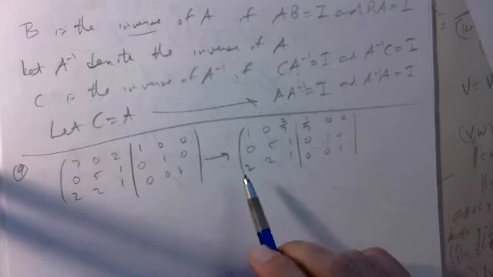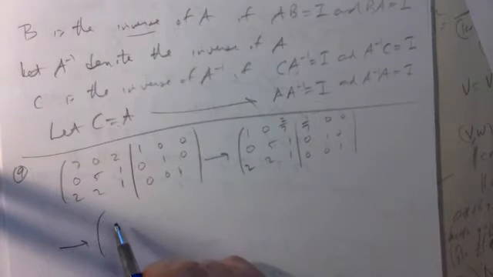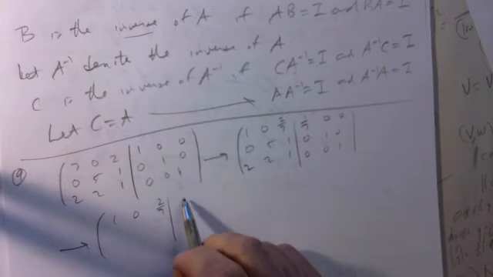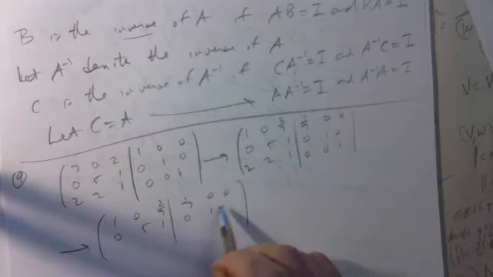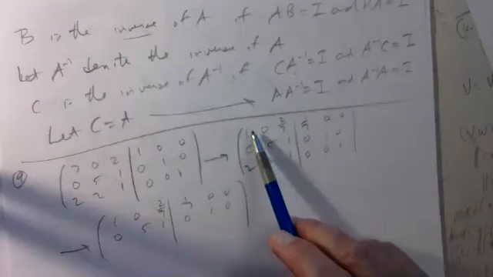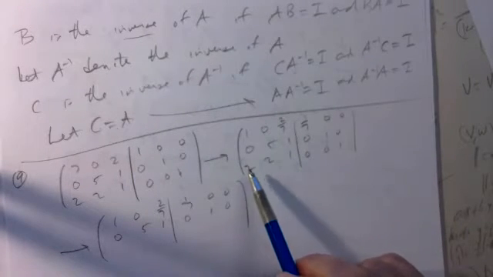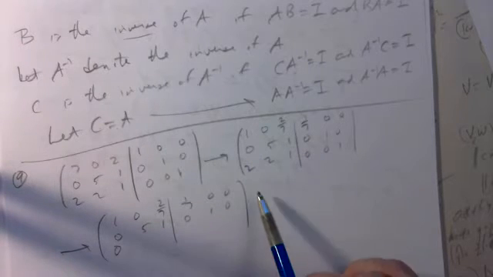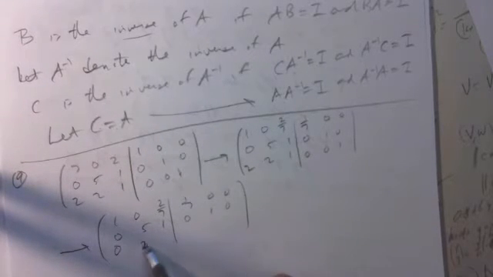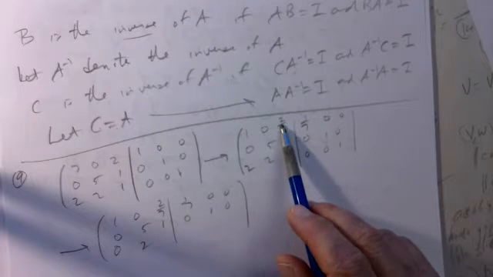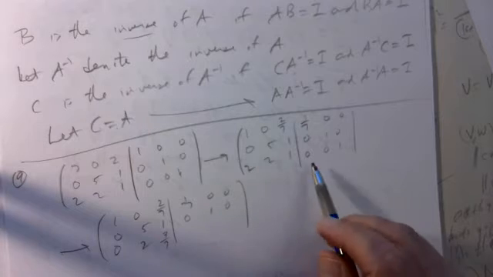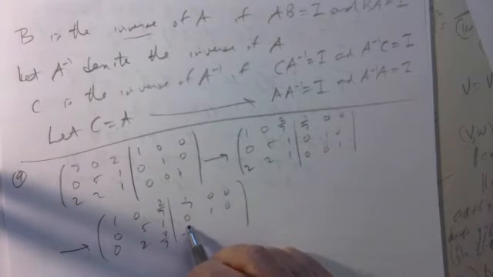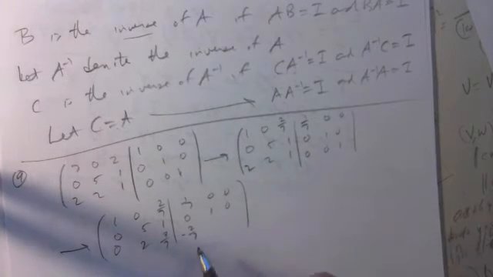And then I want a 0 here. So I have the first row, the second row, and I multiply the first row by 2 and subtract it from the third row. 2 minus 2 is 0. 2 minus 0 is 2. 1, I'm multiplying this row by 2 and subtracting. 1 minus 4/7 is 3/7. 0 minus 2/7 is minus 2/7. 0 minus 0 is 0, and 1 minus 0 is 1.